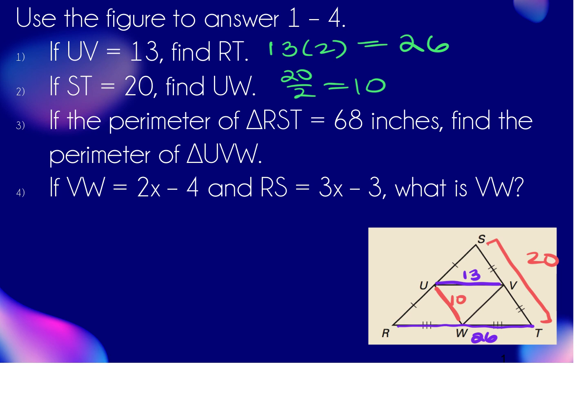Now remember, all of these mid-segments are always half as long as the sides of the triangle. So if they give you the perimeter of the entire triangle, all you need to do is divide it by 2 to get the perimeter of the mid-segment triangle.